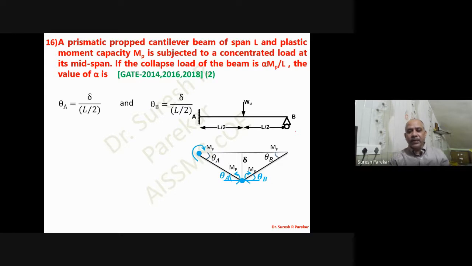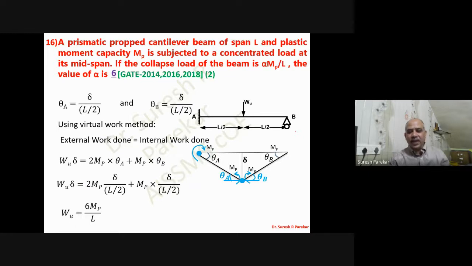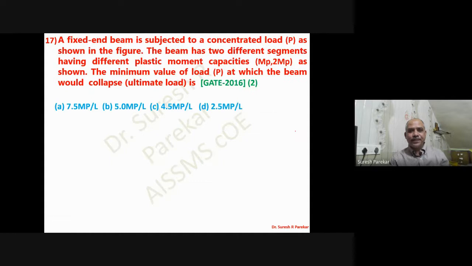So here hinge will be formed under this, and therefore we will get theta equal to theta B, and that is equal to delta upon L by 2. And then we have to use virtual work method, and in this we have external work done equal to internal work done, which gives me the value W equal to 6 MP by L, and alpha we will get as 6.